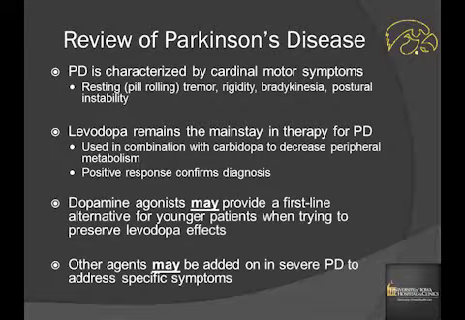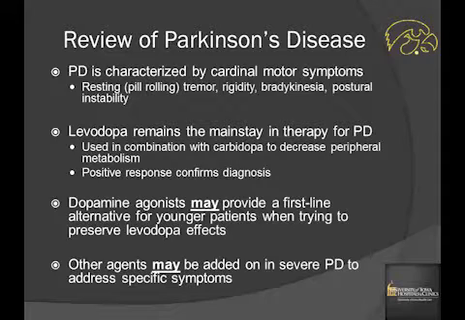Now, just in review of Parkinson's disease, as I said, we would spend the most time on treatment options for that. It is characterized by the cardinal four motor symptoms: resting pill rolling tremor, cogwheel rigidity, bradykinesia, and postural instability. Again, levodopa remains the mainstay of therapy and also can confirm a diagnosis if the patient responds well to it. The dopamine agonists also might provide a first-line alternative, specifically for younger patients if you're concerned about preserving the levodopa effects. Again, that has never been shown to be conclusively true.